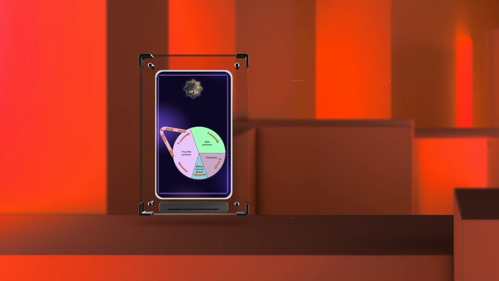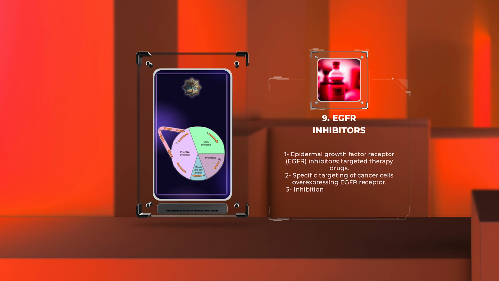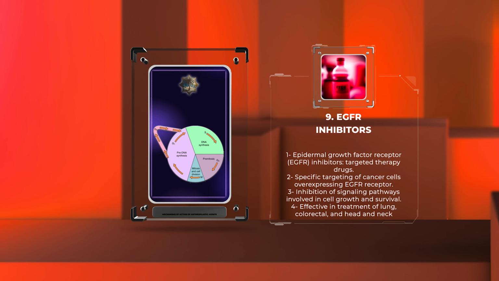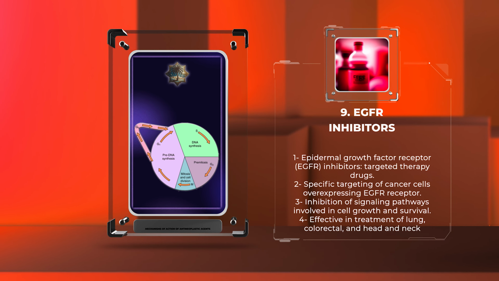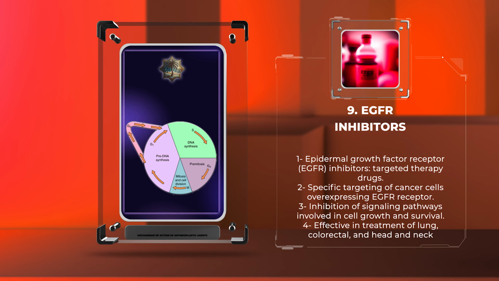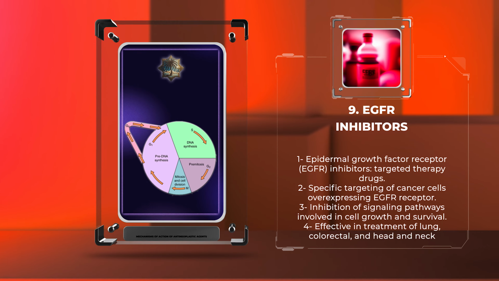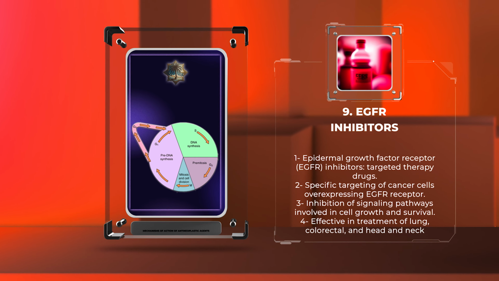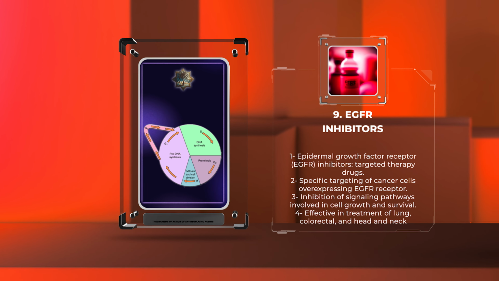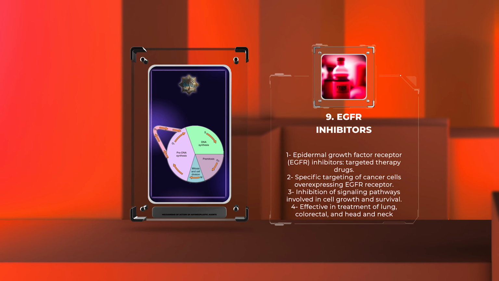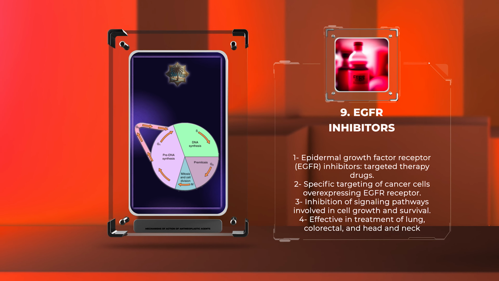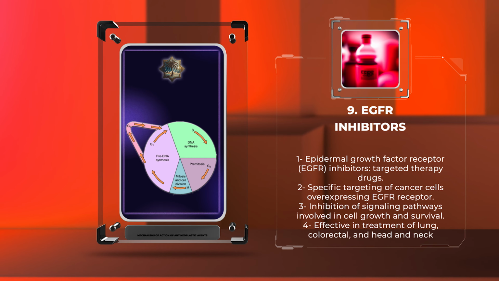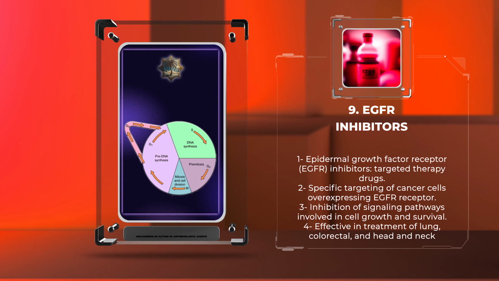Epidermal growth factor receptor, EGFR, inhibitors are targeted therapy drugs that specifically target cancer cells that overexpress EGFR, a receptor frequently found on the surface of various cancer cells. These inhibitors can block the signaling pathways involved in cell growth and survival, thereby inhibiting cancer cell proliferation. Examples of EGFR inhibitors include erlotinib, gefitinib, and cetuximab. These drugs have shown efficacy in the treatment of lung, colorectal, and head and neck cancers.